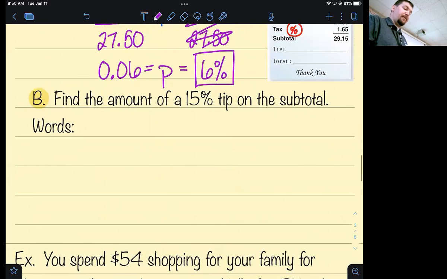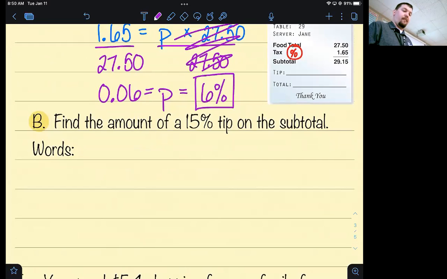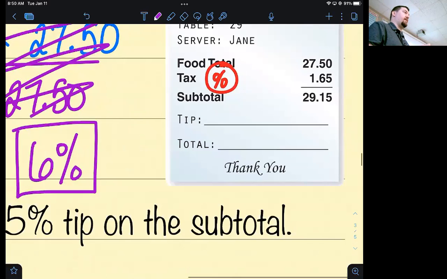Part B says, find the amount of a 15% tip on the subtotal. So it's customary when you dine at a sit-down restaurant that you tip your waiter or waitress at least 15%. You can go above and beyond that if you want to. Let's find out what 15% would be.